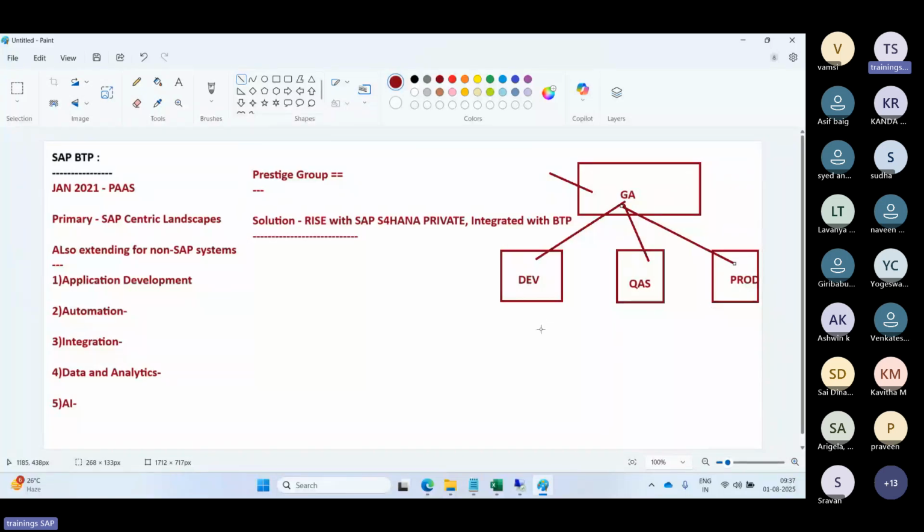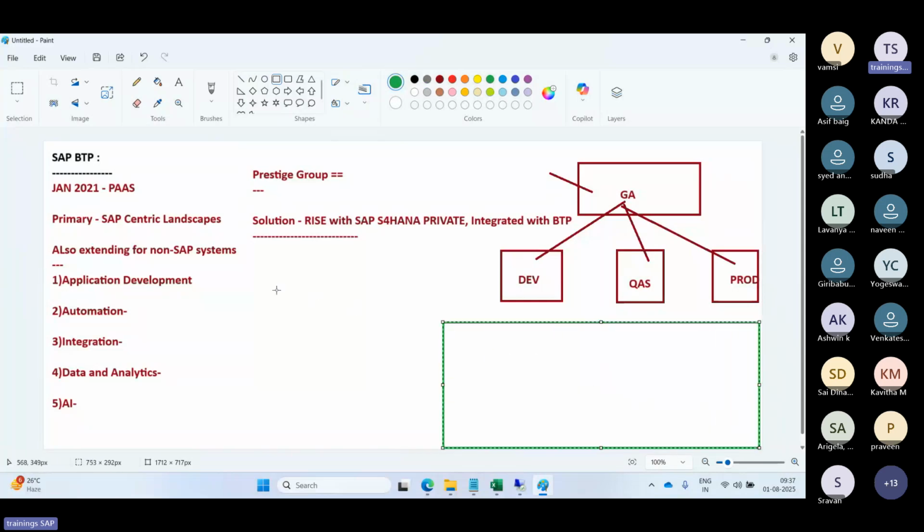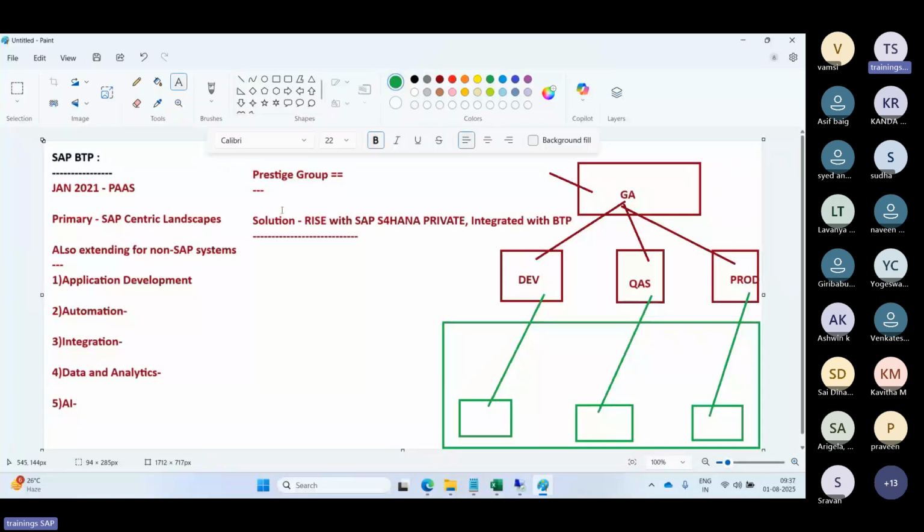So if you have existing customers, then they are in an on-premises landscape here. In the on-premises landscape, you have one development SAP system, a quality SAP system, and a production SAP system. In this case, you need to integrate the sub accounts with the development SAP, quality SAP, and production SAP, right? So this is the SAP landscape here.